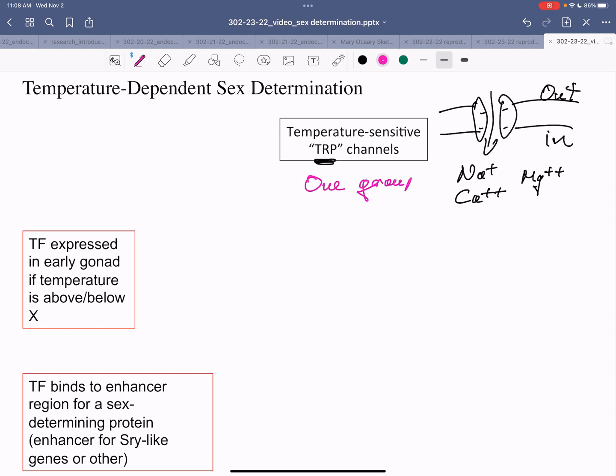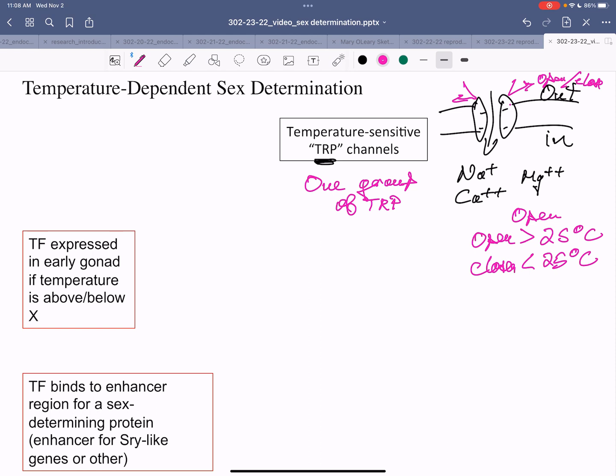They are variable, but one group of TRP channels are known to be temperature sensitive. In other words, the rate of random molecular collisions can open or close them. And there's even evidence that single amino acid changes can change the temperature at which these open and close. So you might have, for example, open at greater than 25 degrees centigrade, and closed when less than 25 degrees centigrade. And the signaling, either from sodium entry, calcium entry, probably one of those two or both, that then can trigger the different sexes to develop.